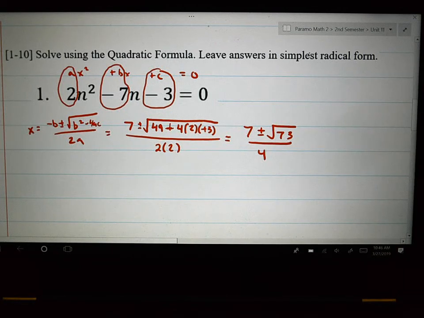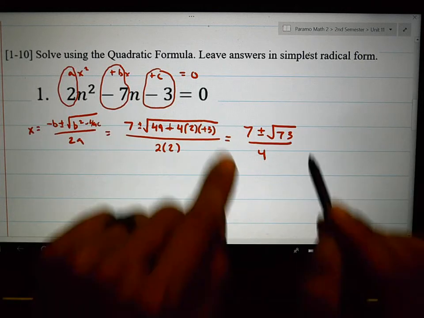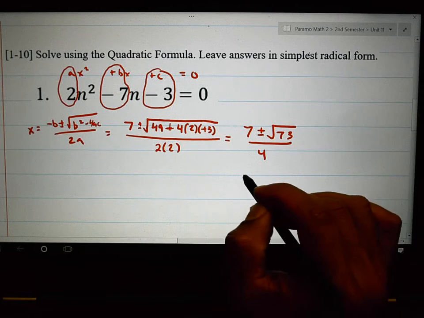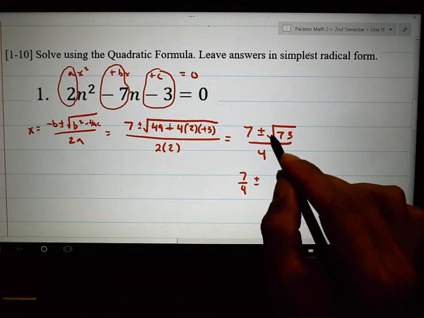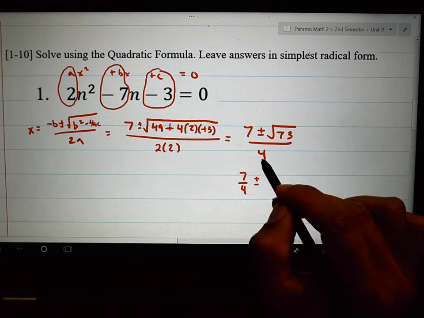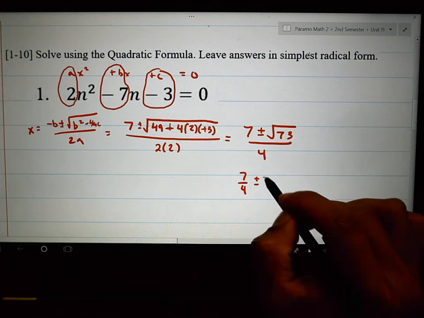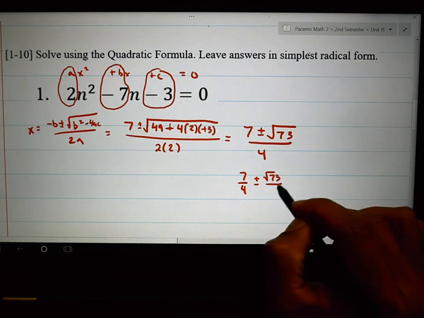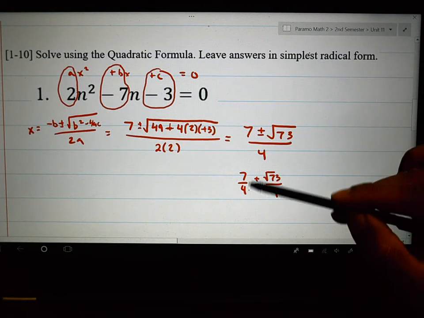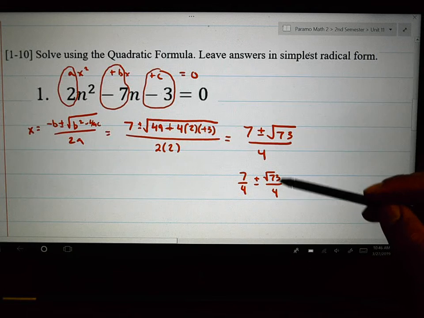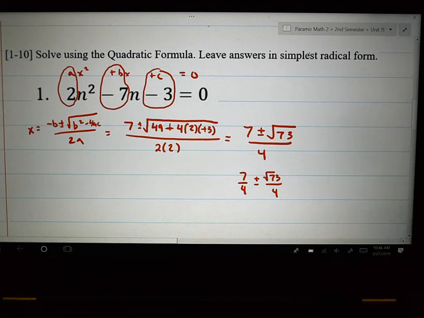Now I'm going to recommend that this is what this simplifies to, but the 2A goes to both parts of the numerator. So I want you to kind of get into the habit of splitting this. This is the 7 divided by the 4 and the plus or minus root 73 divided by 4. And the reason why we do that is to check to see, does this reduce? 7 over 4 does not reduce. Does root 73 over 4 reduce?